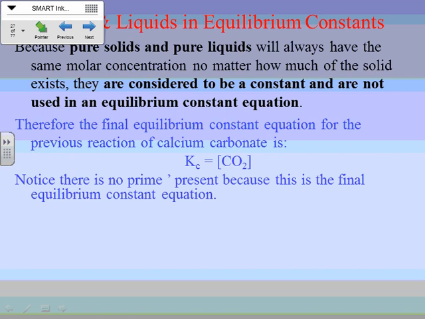That's going to be very important because you'll see these heterogeneous equilibria a lot, where you've got a solid on one side of the equation and you just don't put it in the equilibrium expression.